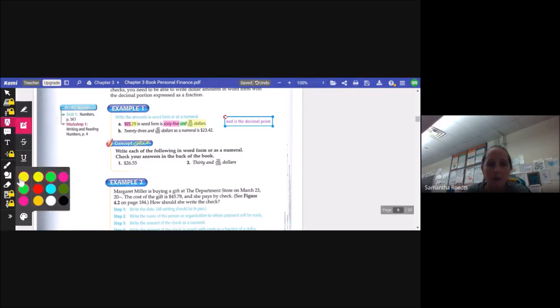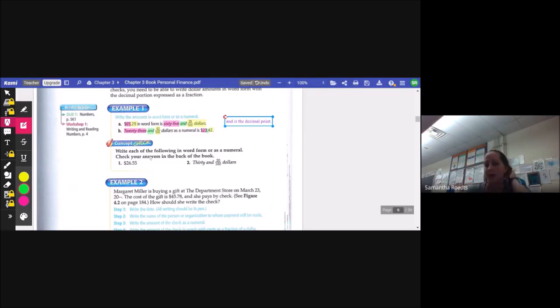So for 23 and 42 over 100 as a numeral, again, we're going to work backwards. The 23 represents the $23 right here in front. The 42 over 100 represents what's behind the decimal, so the 42 cents. And the "and" represents the decimal. So $23.42.